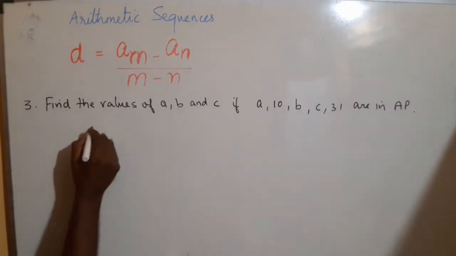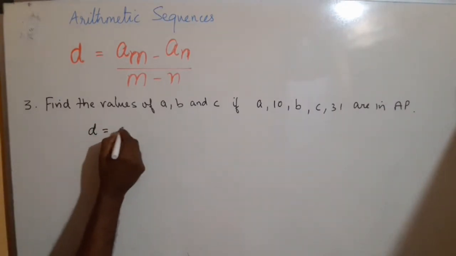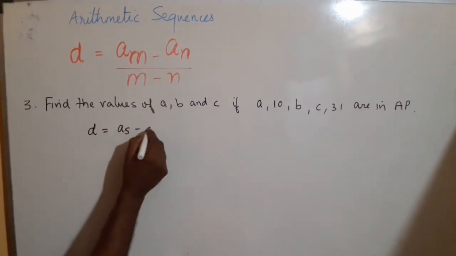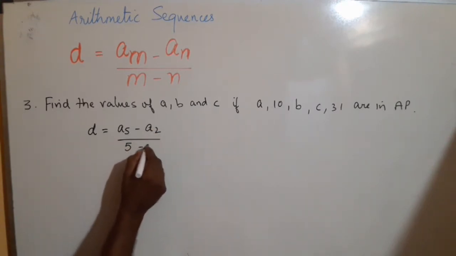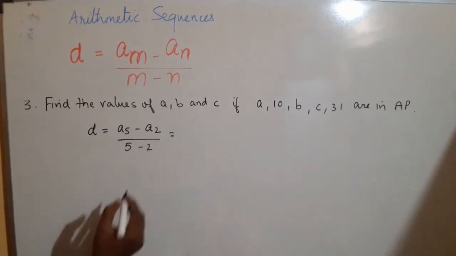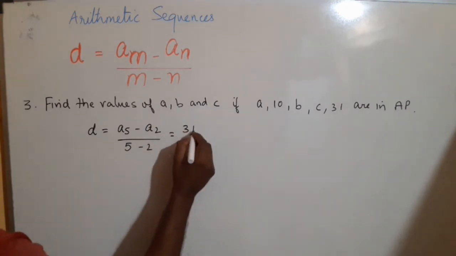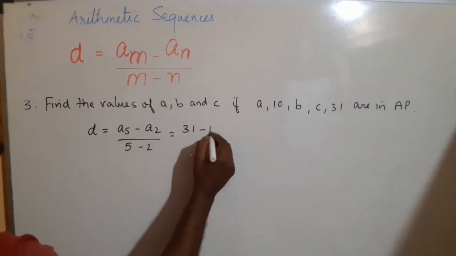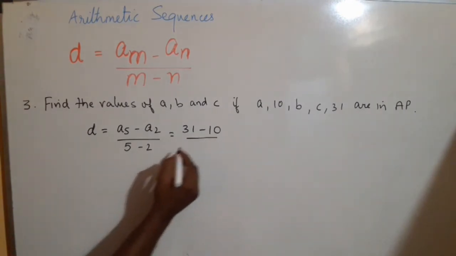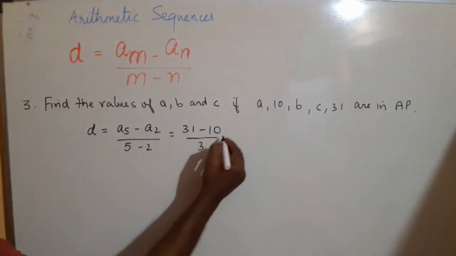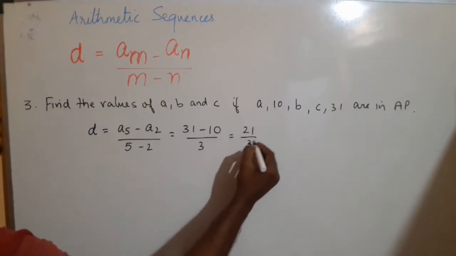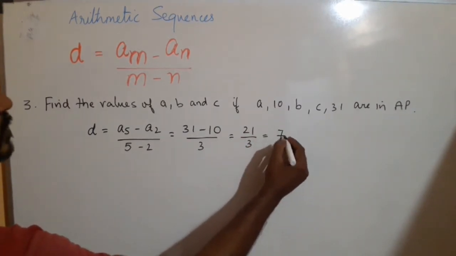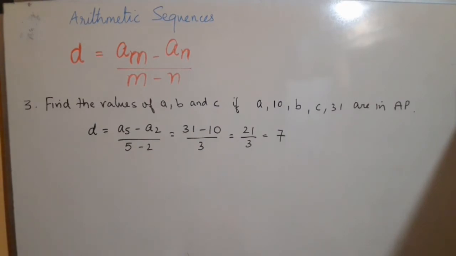Yes. We'll find the D by using the formula. We know the fifth term and we know the second term. So below we write m minus n, that is 5 minus 2. What is the fifth term? 31. And the second term is 10. 5 minus 2 is 3. 31 minus 10 is 21. And 21 upon 3 gives us 7. So the common difference is 7.